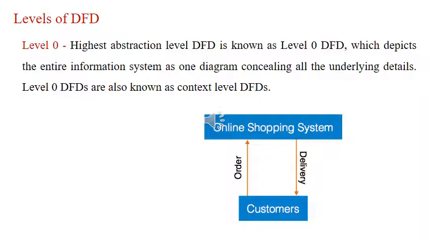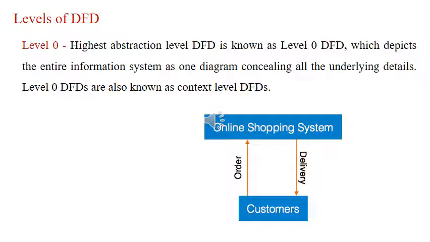So how these DFDs are represented, we are showing an example of an online shopping system and a customer. So the online shopping system is used by a customer. So the customer is ordering. So here we are showing two arrows. The arrow head is showing the online shopping system. It means the order is given by the customer and delivery is provided by the online shopping system to the customer. So this is a level 0 diagram.